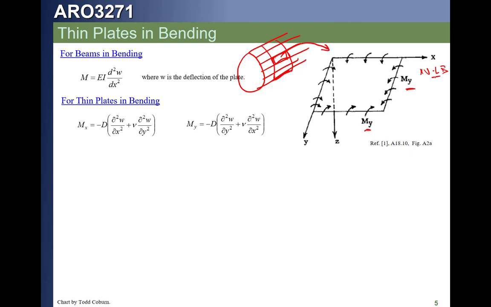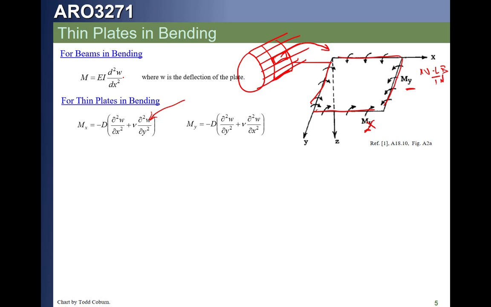So we actually have a moment about the y-axis acting along these edges, and a moment acting about the x-axis. It looks like we have a typo here. This is Mx about this axis here and here on these two edges. We can write the differential equation for the deflection in the same manner we did before. But now we're going to have a deflection which we're calling w. This is the deflection as that was.